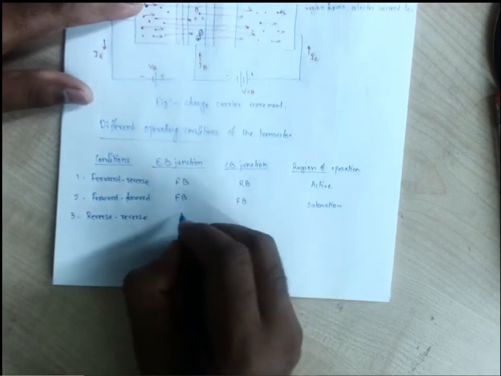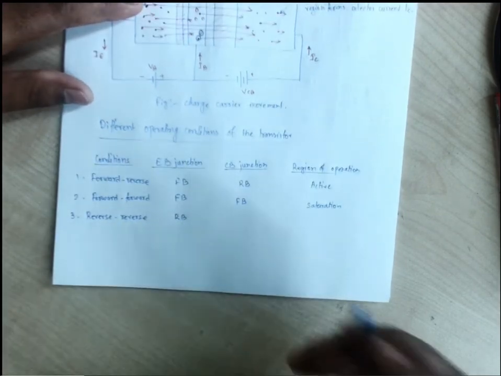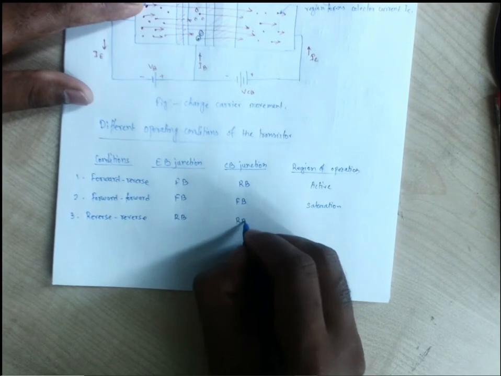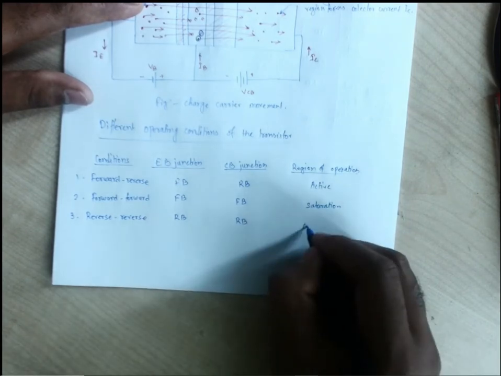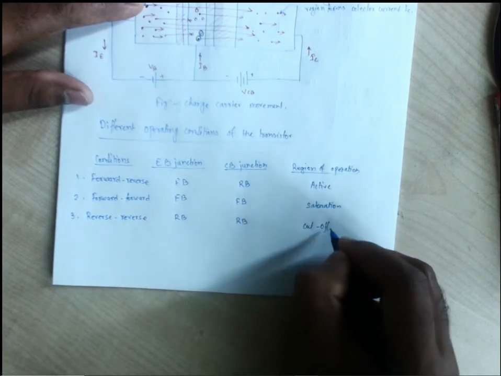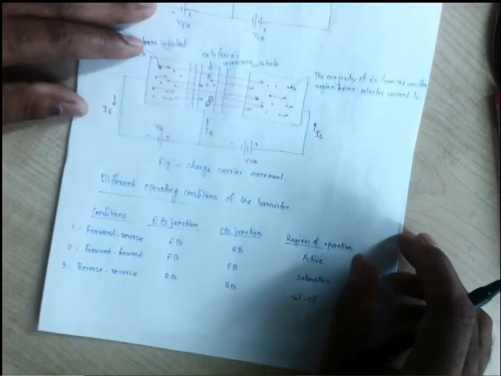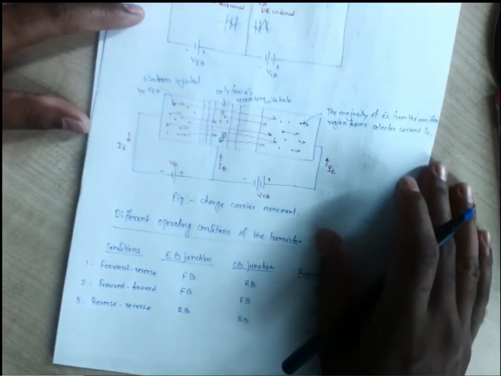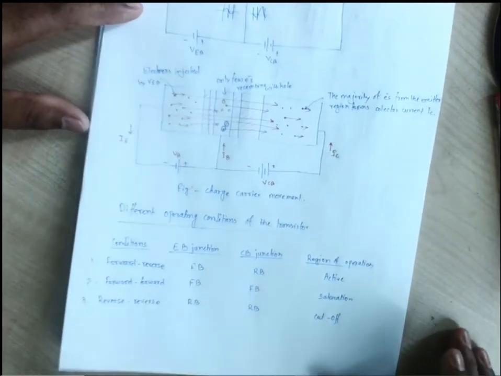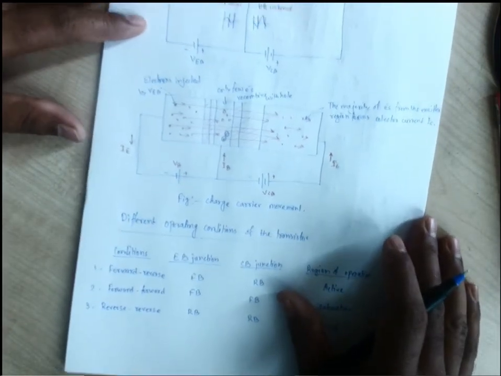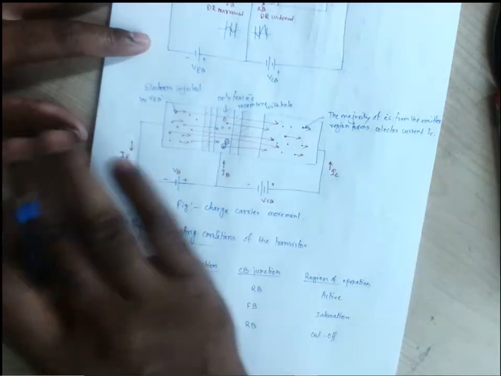Emitter base junction is given reverse bias, and collector base is also given reverse bias. This is known as the cutoff region of operation. Now a concept comes in here: two PN junctions are connected to form a transistor.